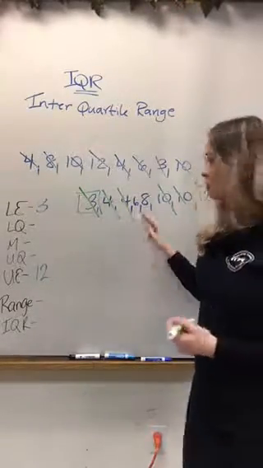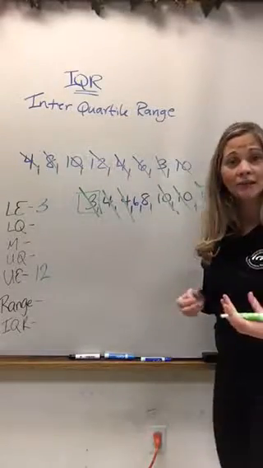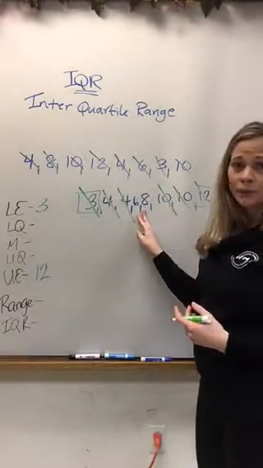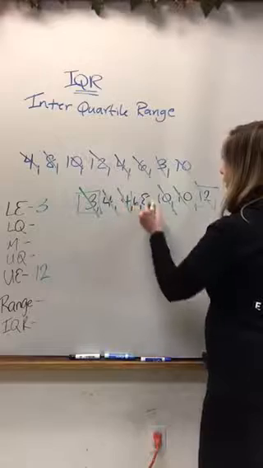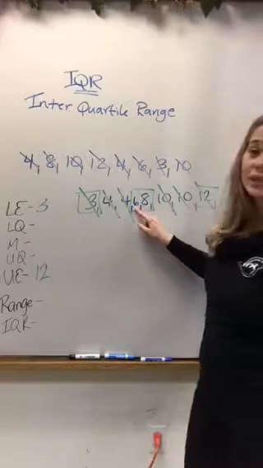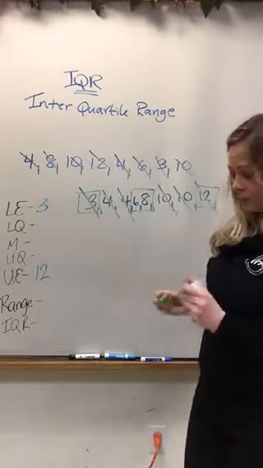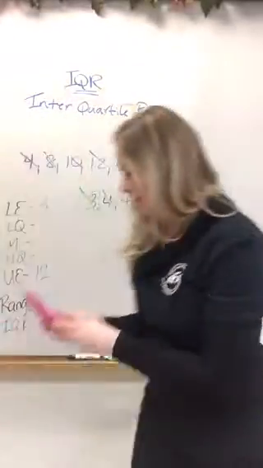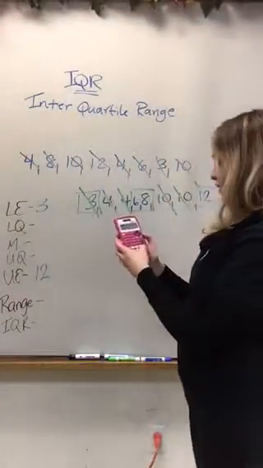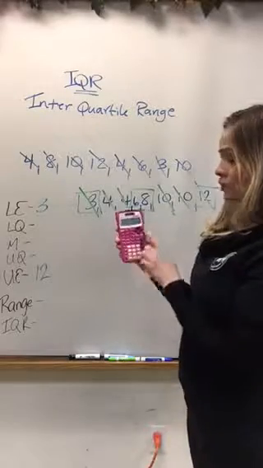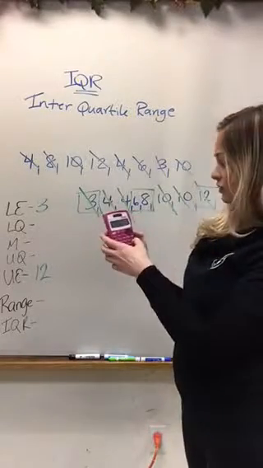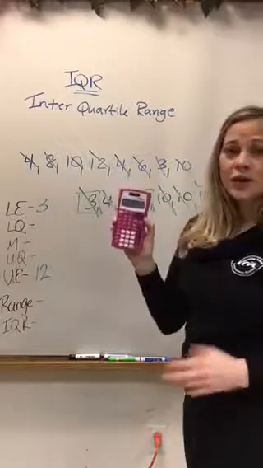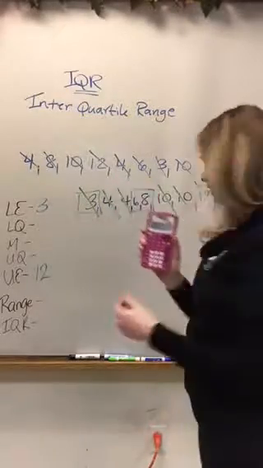There's always 1. So what do you do when you have 2 numbers as a median? Well, in this case, the number between 6 and 8 would be 7, but sometimes it's not as obvious. So go ahead and take your calculator, and add 6 plus 8, which gives you 14, and then you divide by 2.